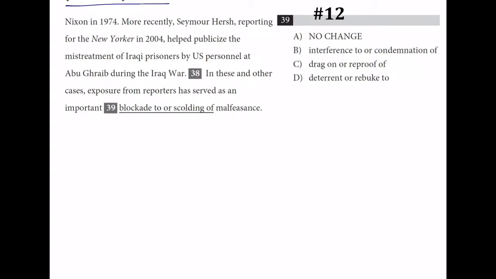39. They're giving some examples of reporters who help publicize mistreatment of prisoners, and in these and other cases, exposure from reporters was important. And what did it do? It deterred or rebuked malfeasance, meaning they had an effect on the misconduct and they prevented it from happening.